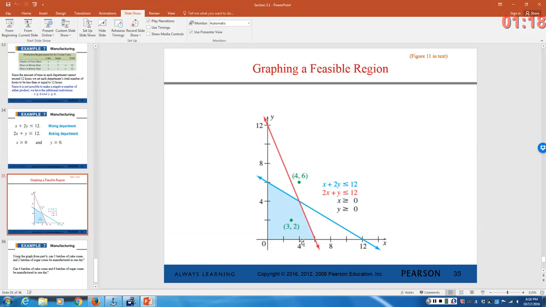This is restricted to X and Y being greater than 0. It turns out that 0, 0 works in the blue equation, and it works in the red equation, because 0 in both cases is definitely equal to or less than 12. So this is our feasible region. Don't worry about what those two green points are just yet. Okay? That's our feasible region.